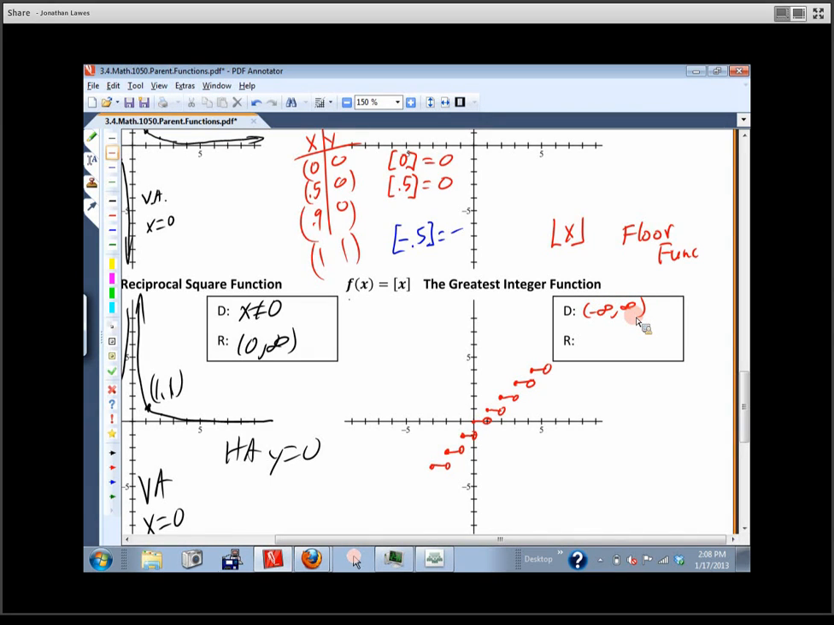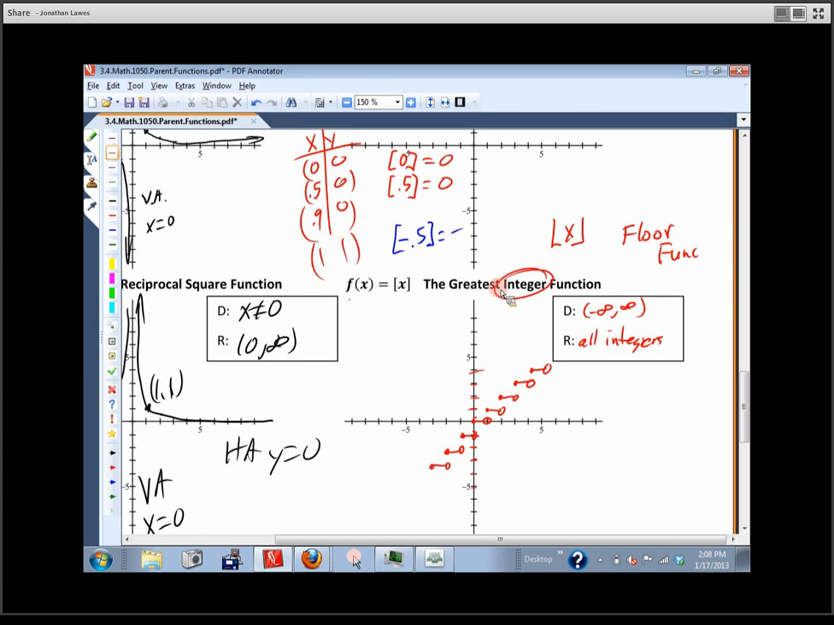Now the range, that's another story. What is it? All integers. Because if you think about this, if we were to squish this onto the y-axis, this point would be covered, this point would be covered, this point, all the integers would be covered, nothing else in between would be covered, because the answers that come out of this function are all integers. That's why it's called the greatest integer function. Okay? Weird function, comes up occasionally.